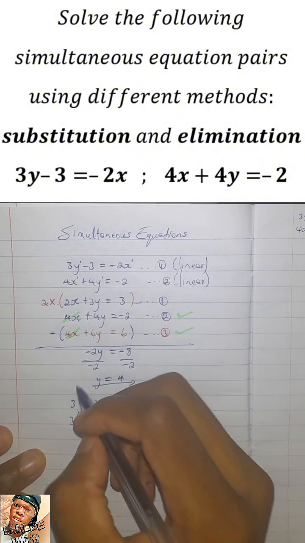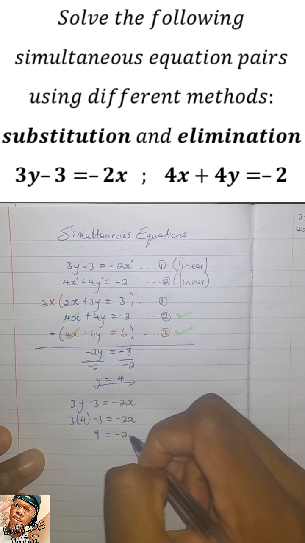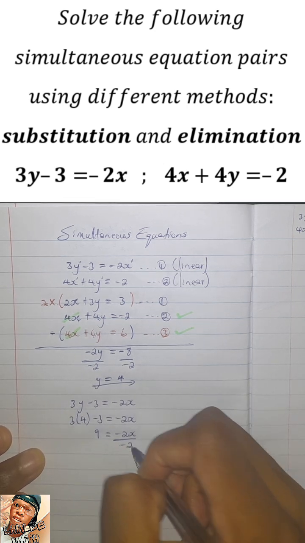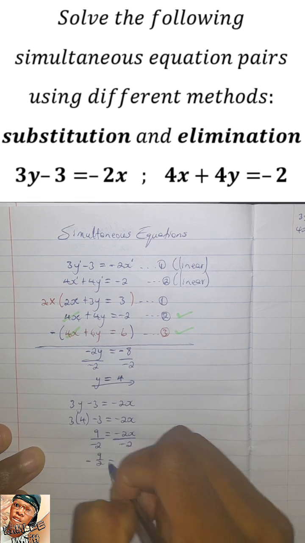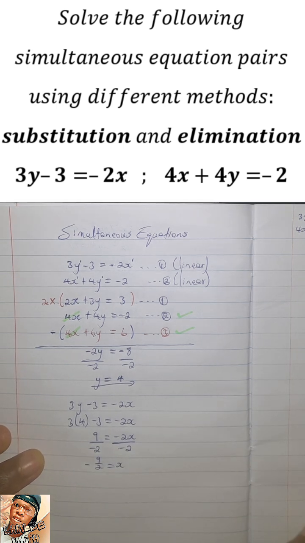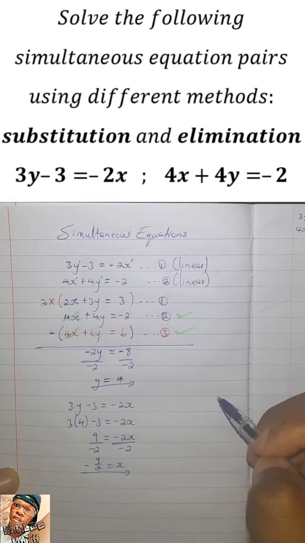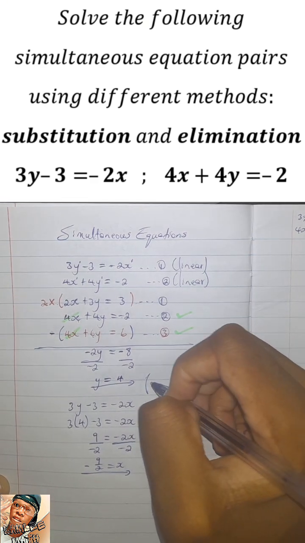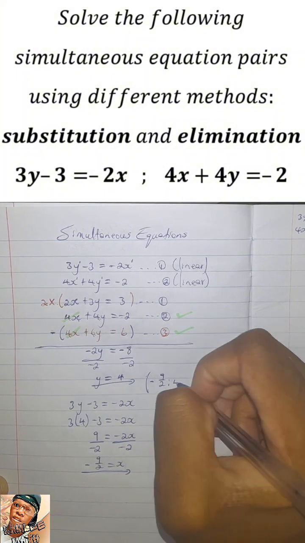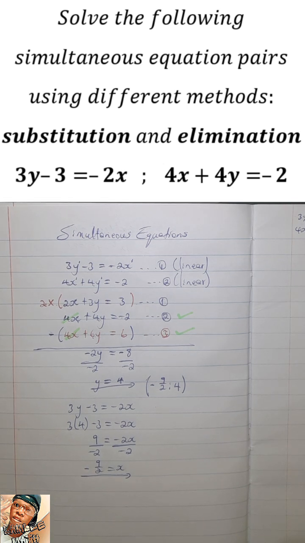3 multiplied by 4, that's 12. 12 minus 3, that's 9, is equal to negative 2x. So dividing both sides by negative 2, we get x to be negative 9 over 2. So now x is negative 9 over 2 and y is 4. So that means that the point of intersection that we are looking for is (negative 9 over 2, 4). Right? So we have solved for this using the elimination method.